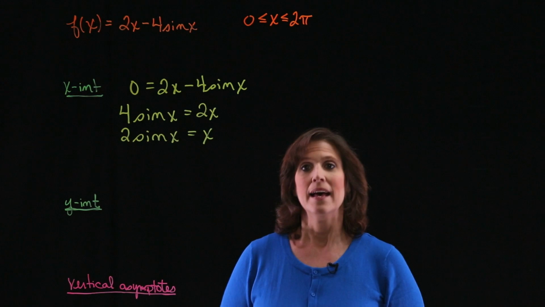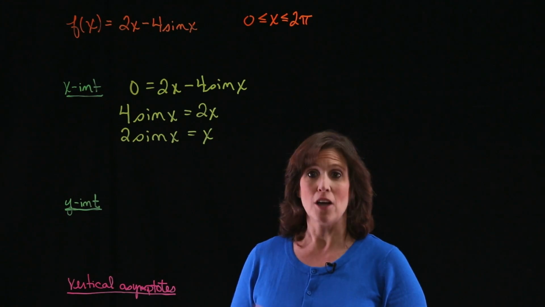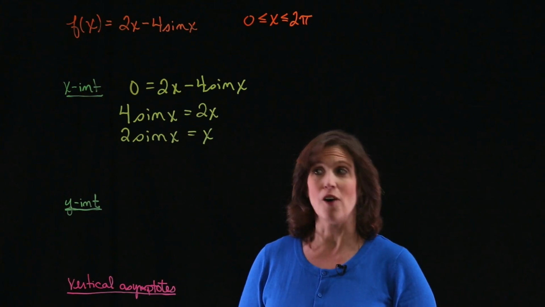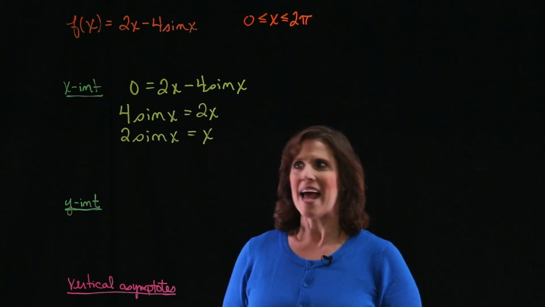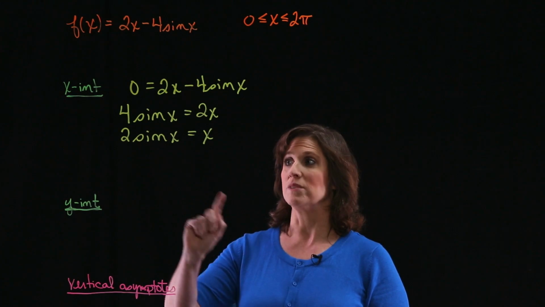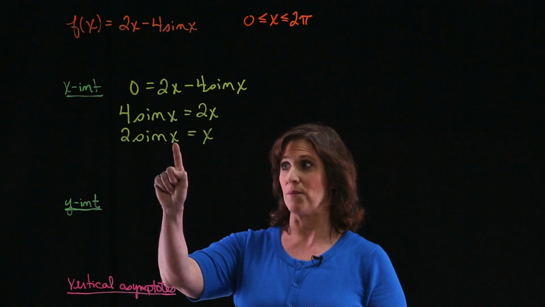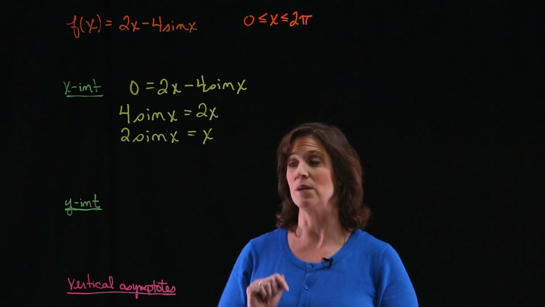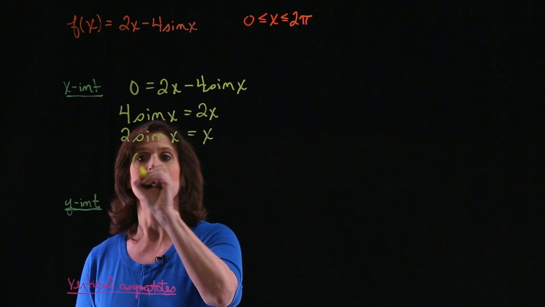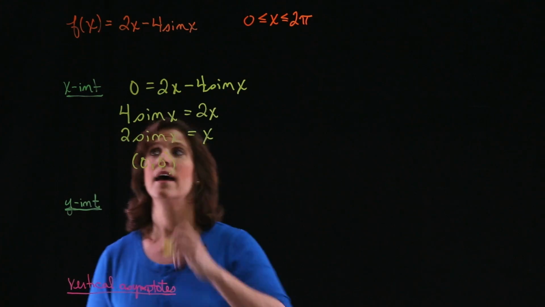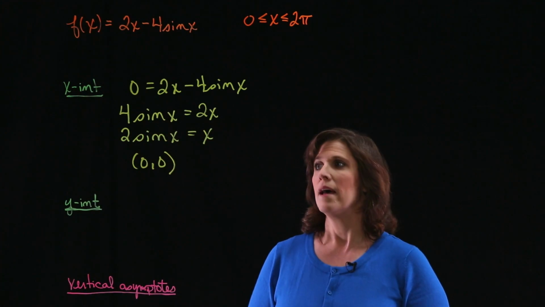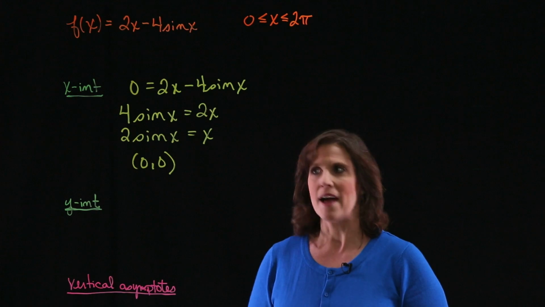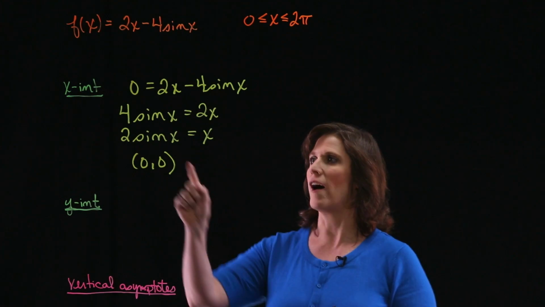equals x. Now, unfortunately, this is a fairly complicated equation to solve for x. You can see, I think, that if x equals 0, the sine of x is 0, and so I'll have 0 equals 0. So (0, 0) is an x-intercept. But there's another x-intercept, and this one's much harder to find.